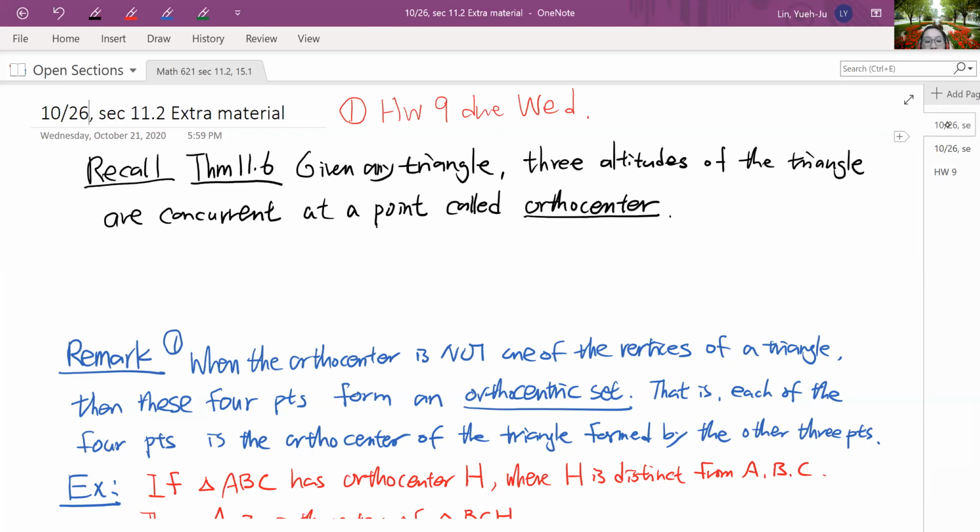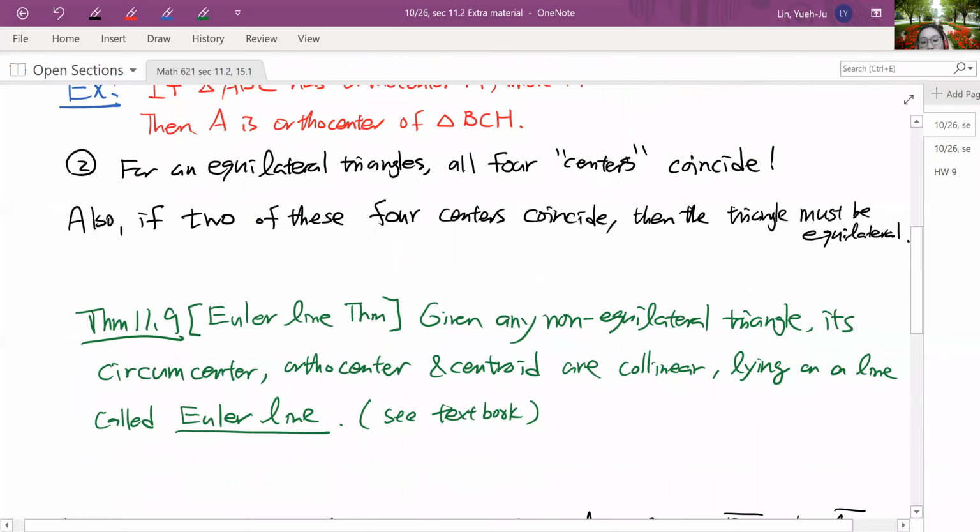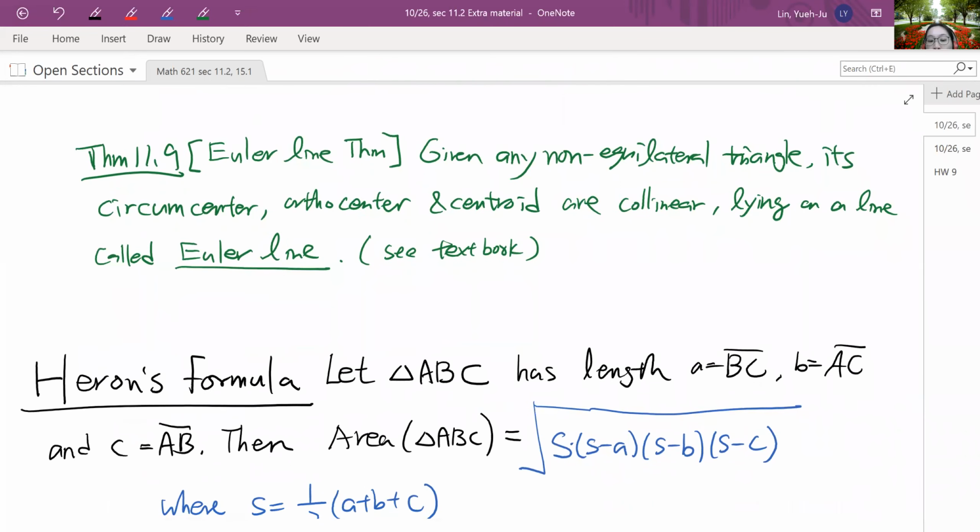The remaining thing I want to do is briefly mention some spatial features of the orthocenter and also the other centers. After that, I'm going to prove some extra material, which is not in the textbook. This is Heron's formula, and I'm going to provide an algebraic proof. After this, I will move on to chapter 15. Chapter 15 is basically about transformations, or in particular isometries.